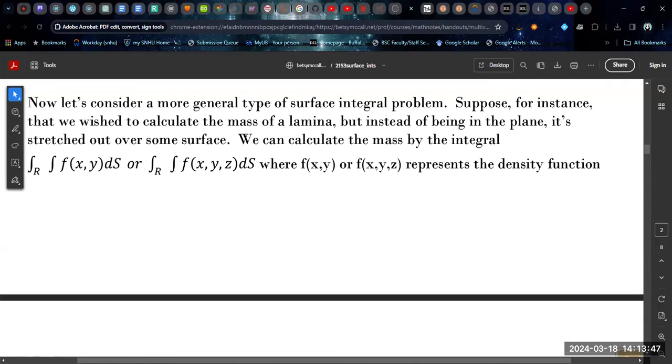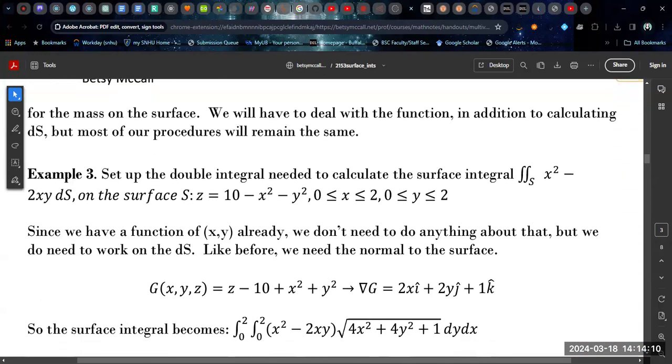Now, when we go into surface integral problems, we have to deal with other kinds of functions being outside of our dS. So we're going to have either f of x, y times our dS, or f of x, y, z times our dS. So for instance, these functions could represent the density function of maybe the mass on the surface. And so we might be calculating the total mass of our sheet as the density changes. So that's a possible application for this.